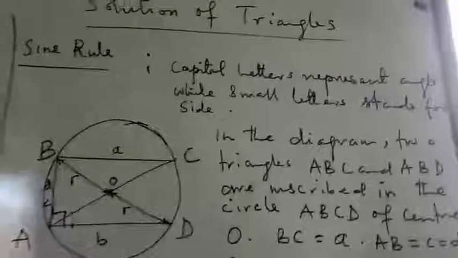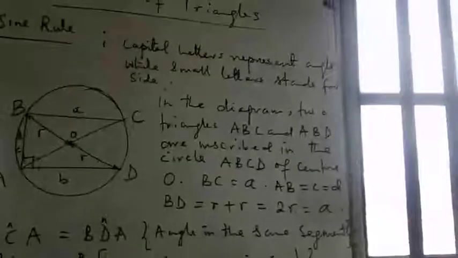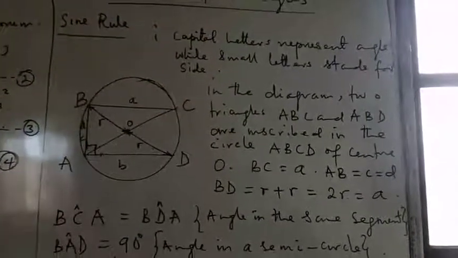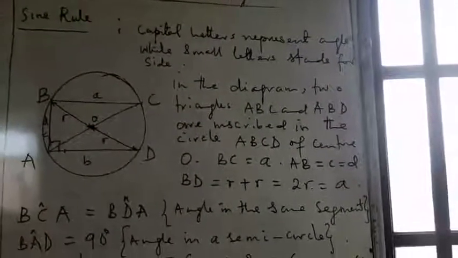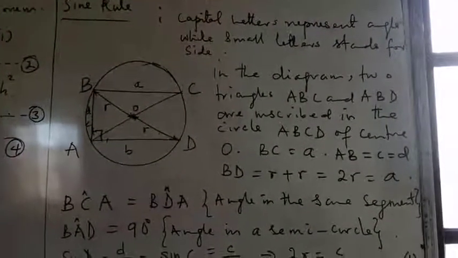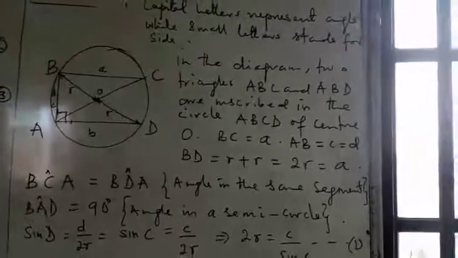Now, solution of triangles. The sine rule. Capital letters represent angles, while small letters stand for sides. In the diagram, two triangles ABC and ABD are inscribed in the circle ABCD of center O.